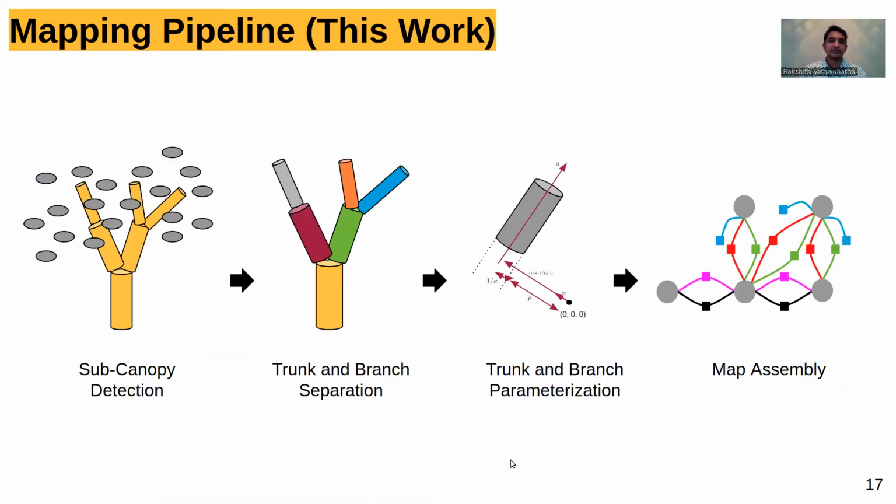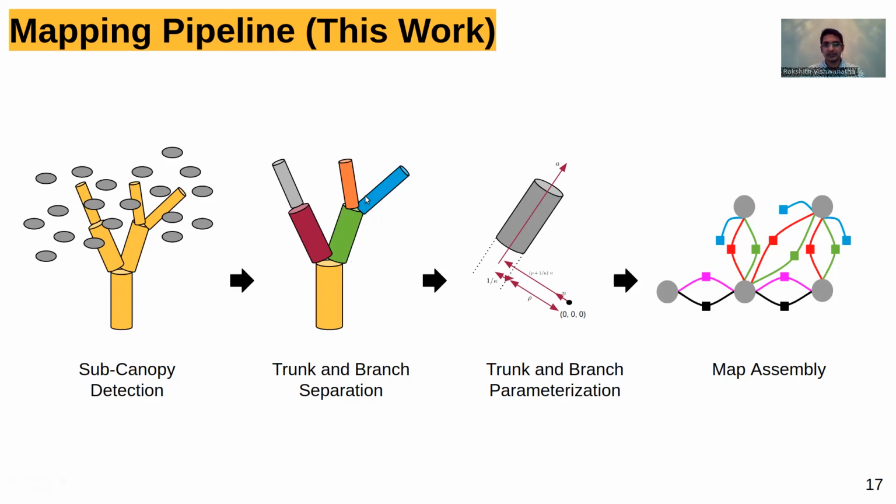So coming to the actual mapping pipeline, there are 4 main stages involved in the mapping process. First is the detection of sub-canopy portions, so the trunk and prominent branches. And then from these detected sections of the tree, we have to separate each branch and trunk from each other because the neural network detects the entire section as one instance. We need to ensure that we separate them into different portions.